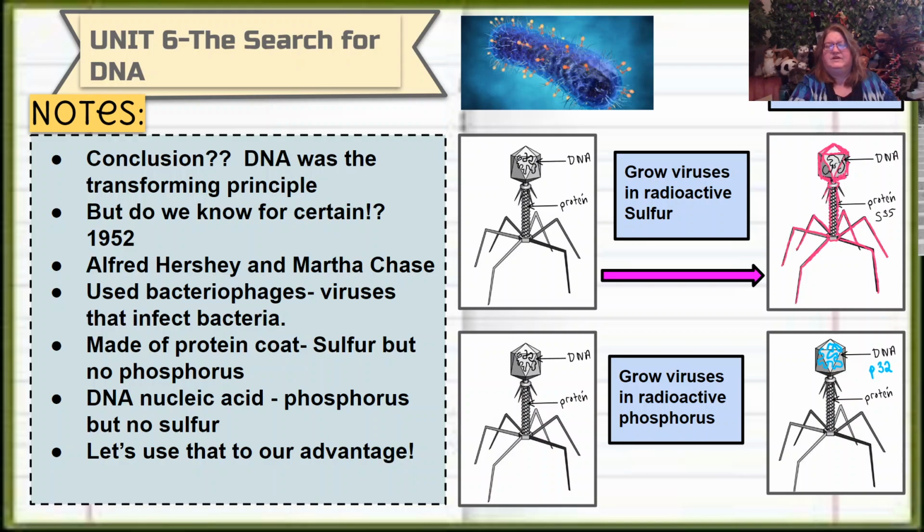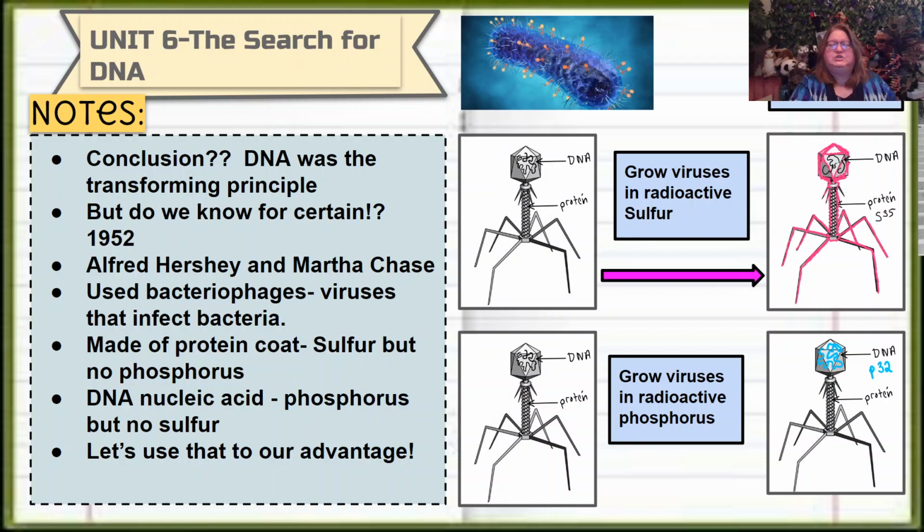And so bacteriophages, one thing that we found out about them that really made them pretty handy, they are made of only DNA on the inside and protein on the outside. Now, here's where you have to remember about proteins and nucleic acids. Proteins contain sulfur, but no phosphorus. DNA contains phosphorus, but no sulfur. And so Martha Chase and Alfred Hershey did a really, really clever thing. They used radioactive isotopes to label our viruses.